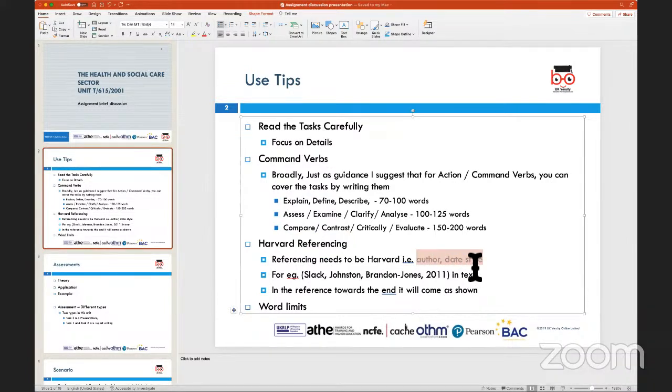There's a presentation up on Moodle. Harvard referencing can be done through the Word document, and I'll explain that very briefly when we go into the details. And this is something that you need to keep in mind.